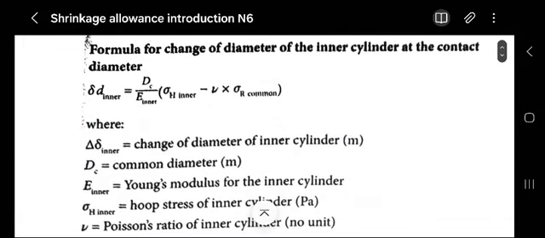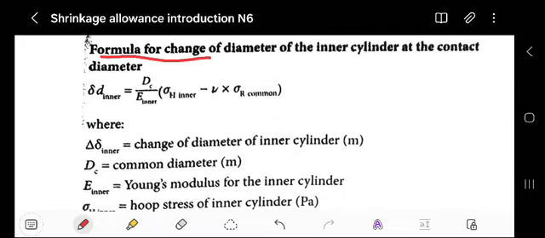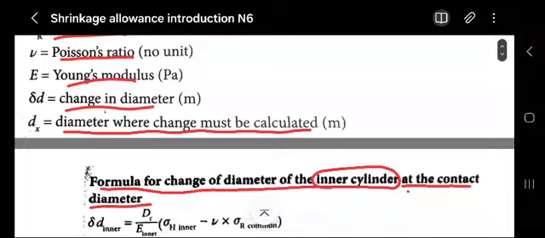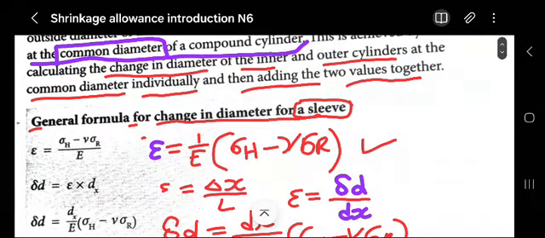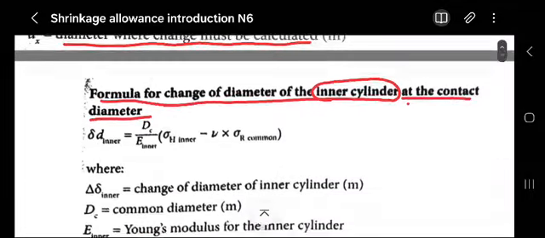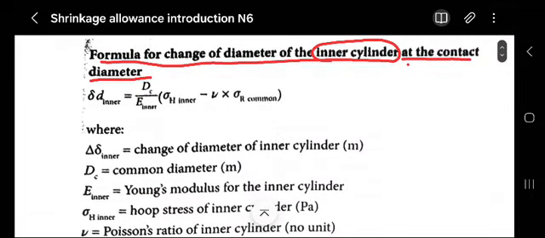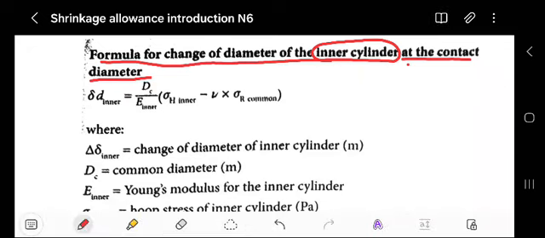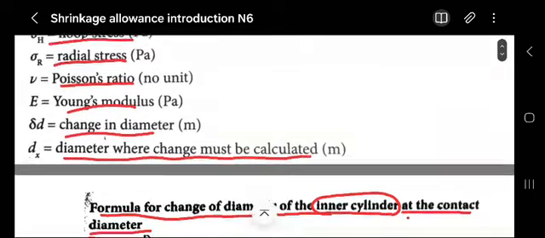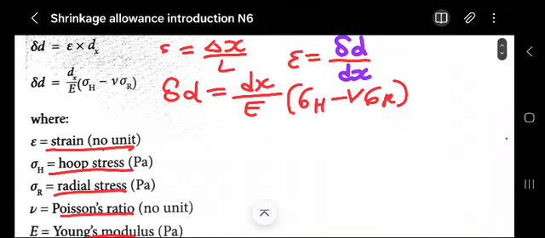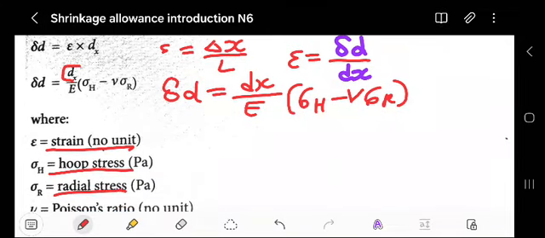So you've seen the formula for change in diameter of the inner cylinder at where? At the contact diameter. This was for the sleeve. The change for a sleeve. Here is the formula for the inner cylinder at the contact diameter. So from these two, we have the change here for the sleeve.